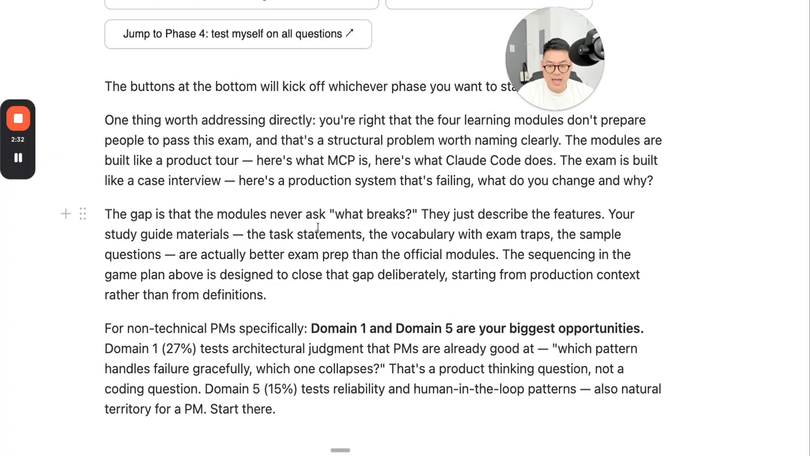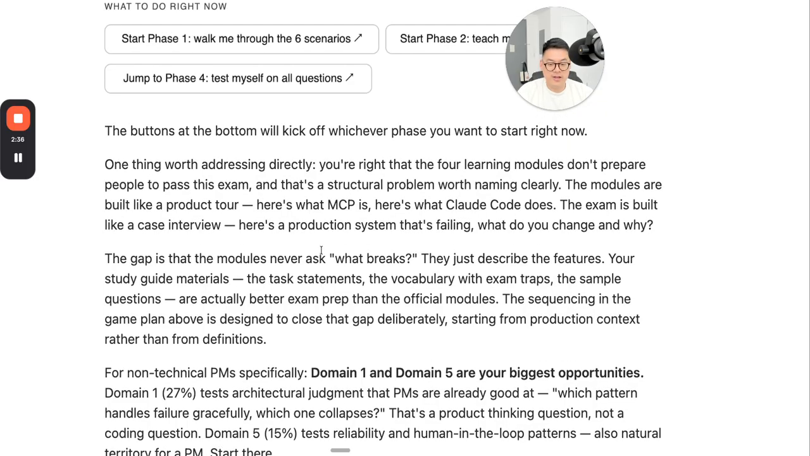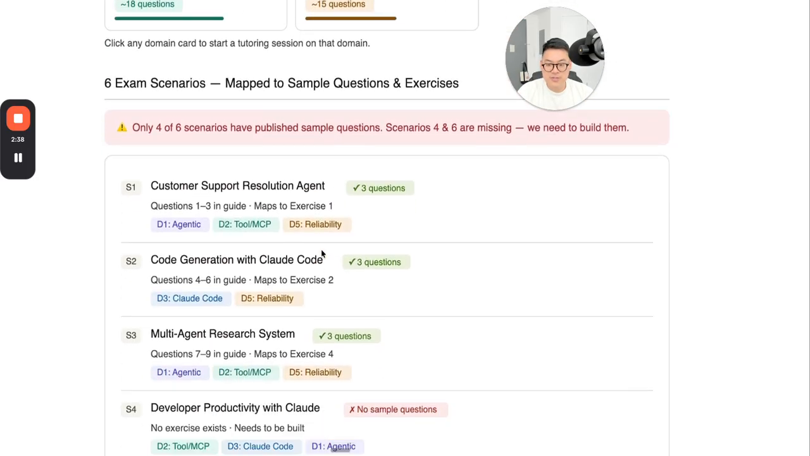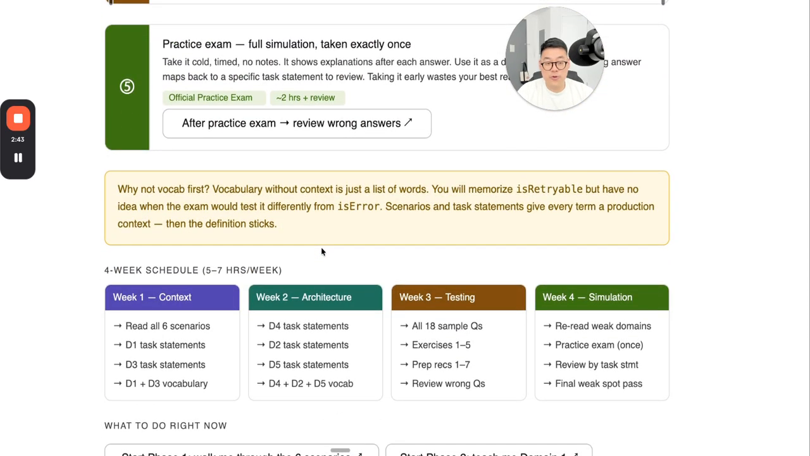Right? The gap is that the modules never ask what you need to understand. Fundamentally speaking, you need to be able to put together a game plan that's going to help your brain aggregate and understand a highly critical-thinking-required exam in less than a month. Not exactly simple, not easy, also not impossible.